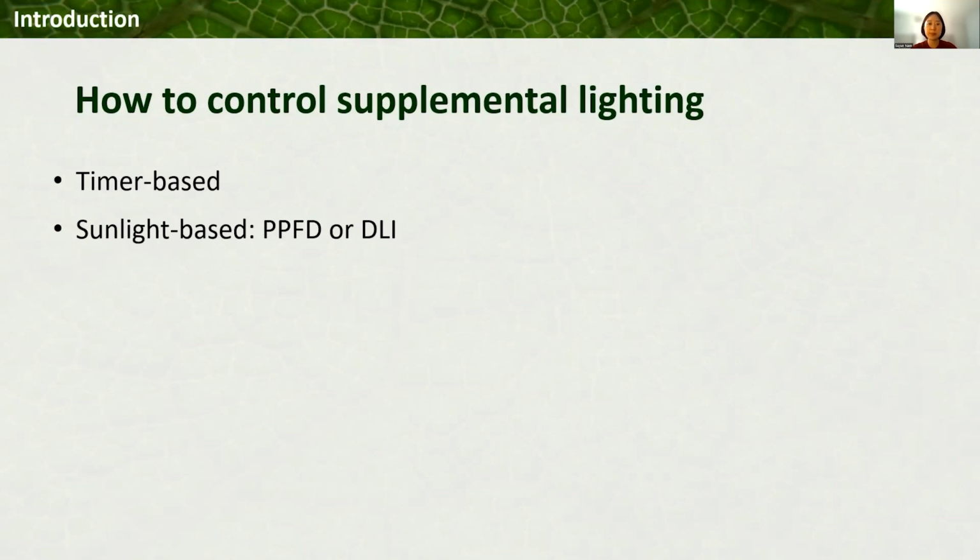For example, PPFD based: if you set the set point at 400 PPFD, then when the sunlight level is below that threshold, the supplemental lighting will be turned on. Alternatively, we can also use DLI based, which is daily light integral, a more advanced lighting control system because it allows you to obtain the minimum required DLI during the day based on calculation.